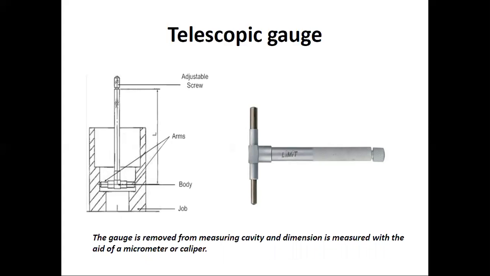Similarly, telescopic gauge. The gauge is removed from the measuring cavity and the dimension is measured with the aid of a micrometer or caliper.